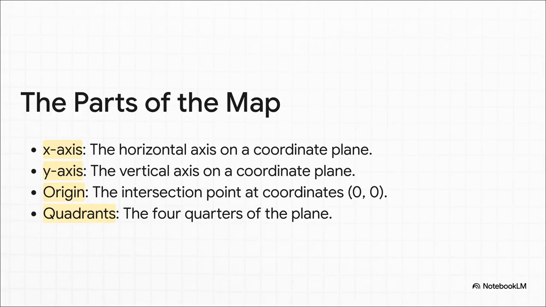Let's break this map down, piece by piece. Just think of the x-axis and the y-axis as two huge main roads that cross right in the center of town. That center crossing, that's our starting point, the origin, and its address is always 0, 0. And you see how those roads divide the map into 4 sections? We call those neighborhoods quadrants.